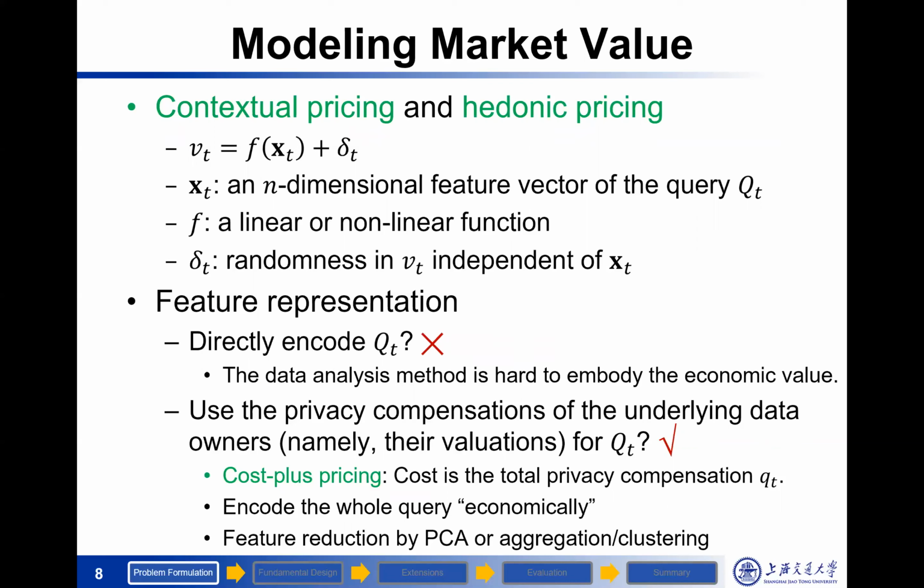Second, the privacy compensations can be observed by the data broker, and help the data broker to discriminate the economic values of different queries. For example, if the privacy compensations are higher, which implies that the privacy leakages of the data owners are larger, the knowledge discovered by the data consumer is richer, and the market value of the query should be higher. Third, considering the large scale of the data owners, we can perform feature reduction by PCA or aggregation or clustering.